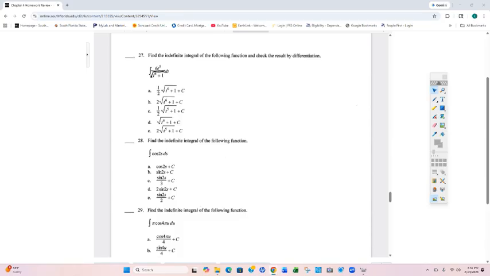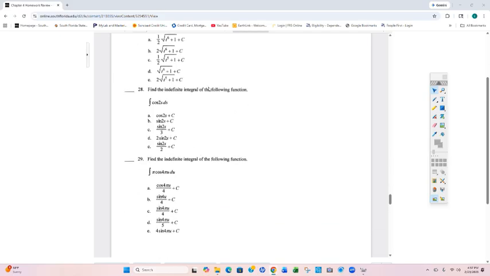That is from section 4.5. All of the remaining questions are from section 4.5. Number 28. Find the indefinite integral of the following function. There's an integral symbol, cosine 2s ds. So the integral of cosine 2s ds.